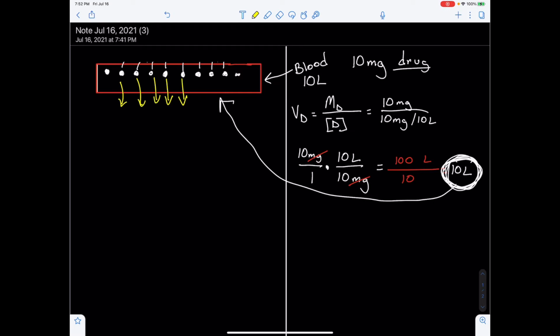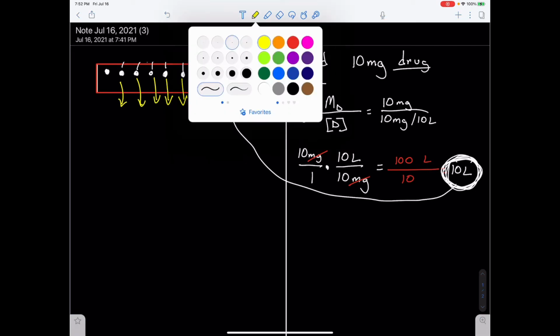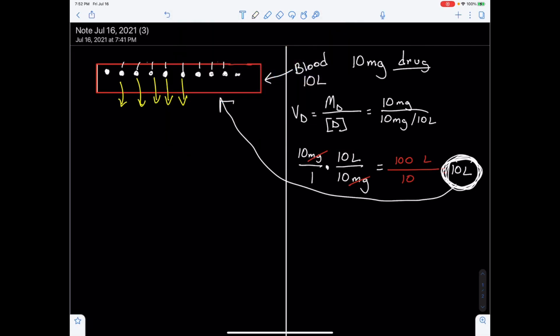So we are left with 5 units, 5 milligrams in that same 10 liters of blood. Okay, so 5 milligrams in that same 10 liters of blood. Now let's do the math. The volume of distribution of the drug is equal to the mass of the drug over the concentration of the drug. We're going to do the same thing.